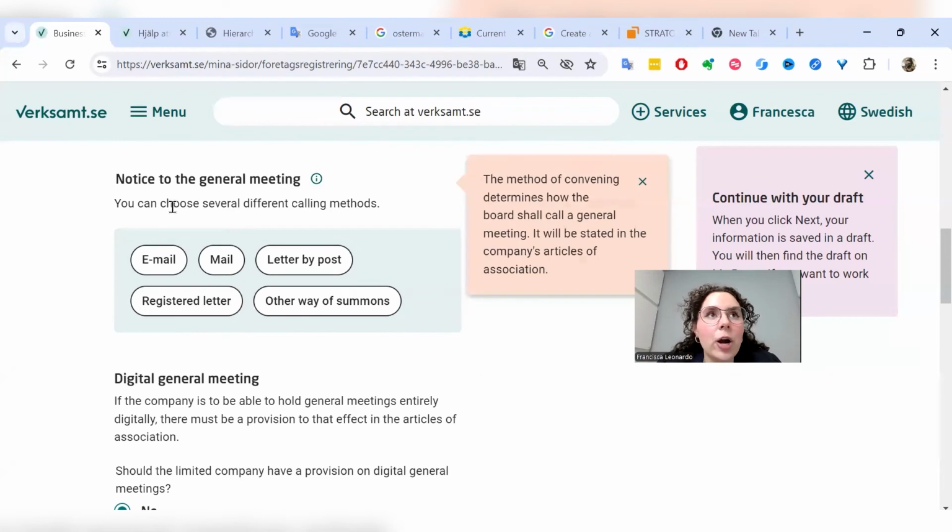Here you can pick how you're going to contact the board members, like business partners or anybody else that you register as a board member when it's time for a general meeting. General meetings is usually when you make decisions about dividends payout and decisions about the business, things to close down, people to be replaced, all these things. So usually I just say email.